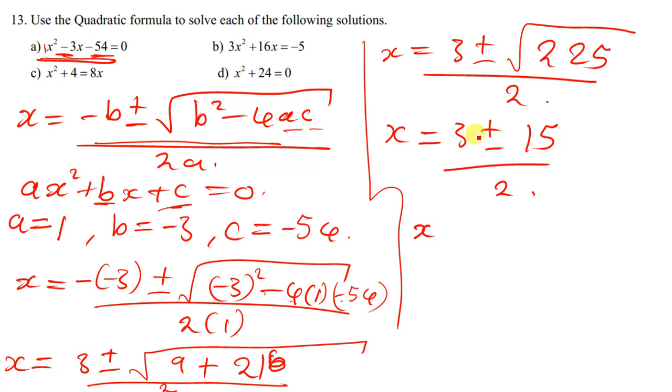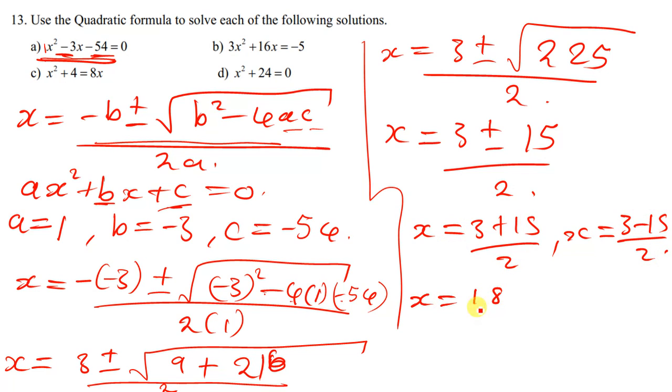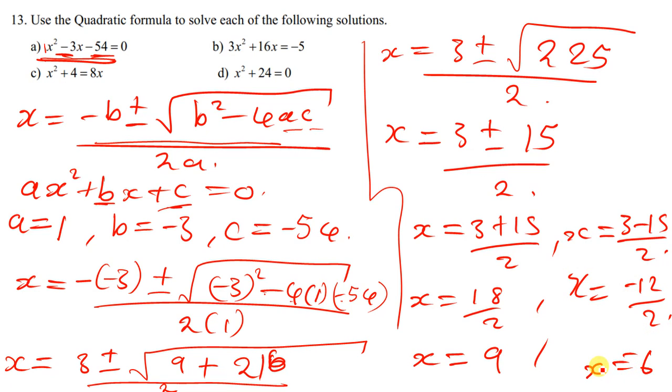So the first value of x that we have is going to be 3 plus 15 over 2. Then we also have the other value of x, which is just going to be 3 minus 15 over 2. So 3 plus 15 gives us 18, and then we divide everything by 2 to get the value of x as 9. Then the other one is x is equal to 3 minus 15, we get negative 12, divide by 2, we get negative 6. Alright, so these are the two values of x that are needed.